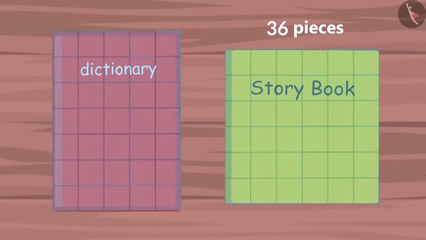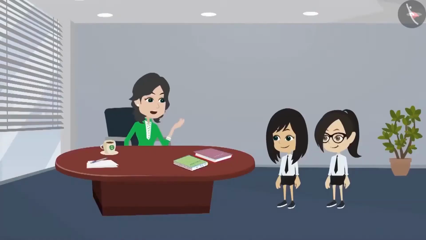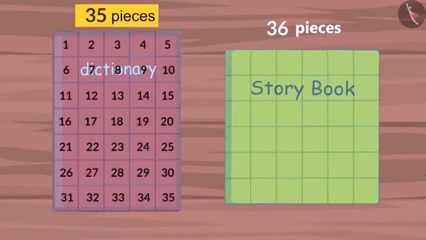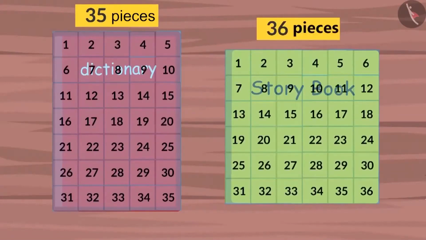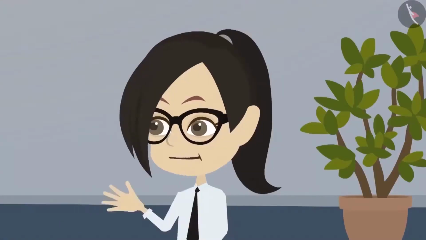Now tell me, Vandana, how many pieces did you need to cover this book? We used 35 pieces to cover this book. Now tell me, whose book required more pieces to cover? Madam, 35 pieces were used to cover my book, whereas 36 pieces were required to cover Neha's book. That means, Madam, more pieces were required to cover Neha's book. So does this mean that Neha's book is bigger than mine?